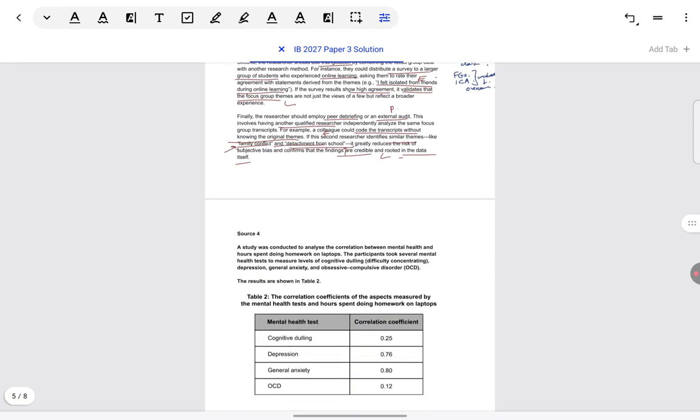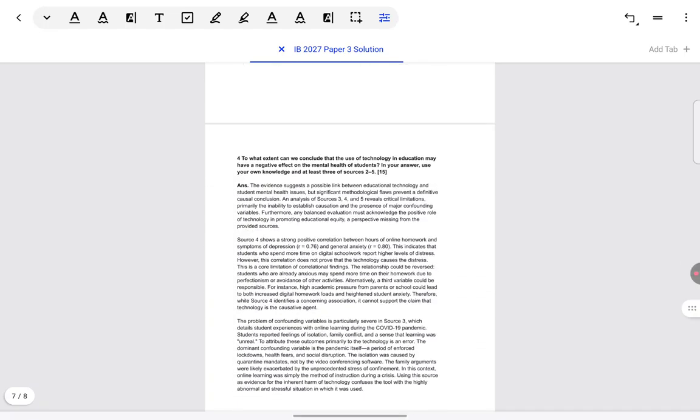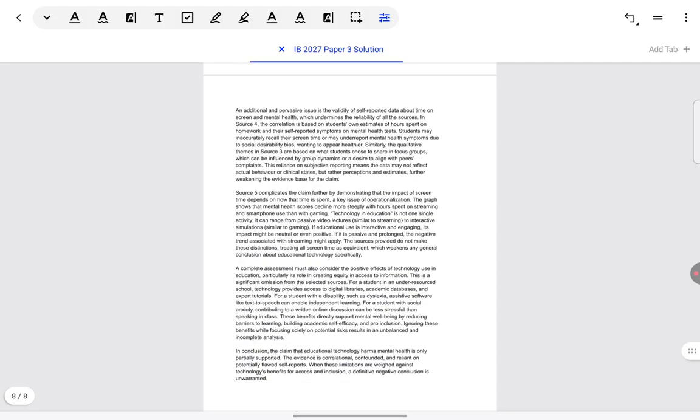Finally, coming to the key question, which is going to be based on two further sources. I want to show you the question before we look at the sources. So this is the final question. You can take a screenshot. This is the first page of the model answer, and this is the second page of the model answer.